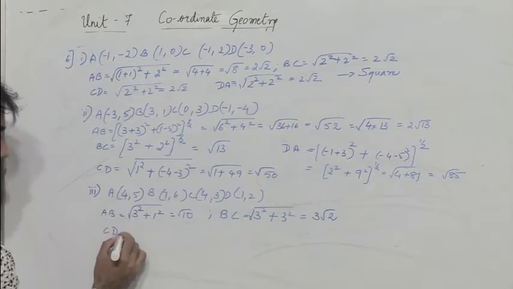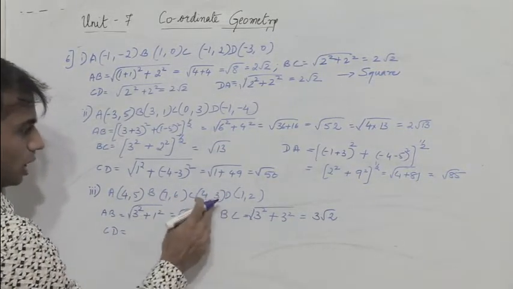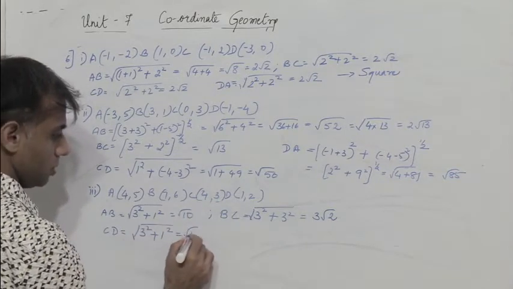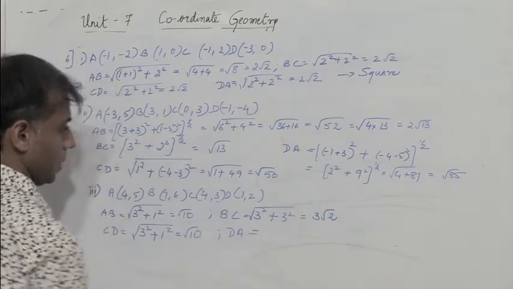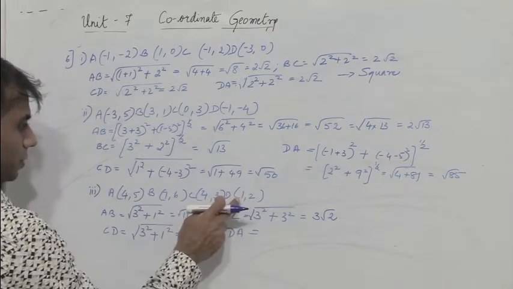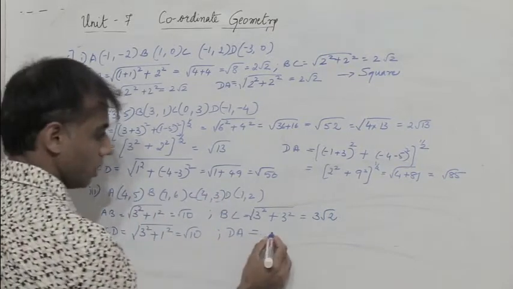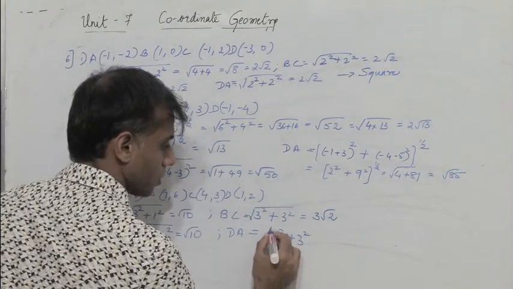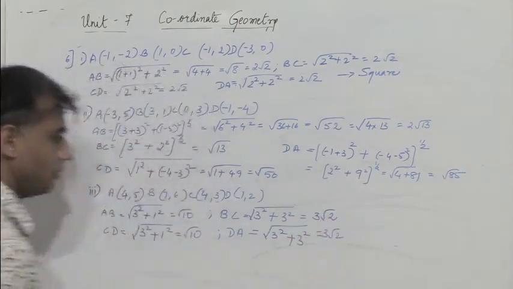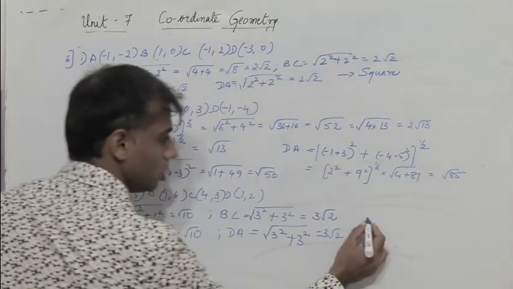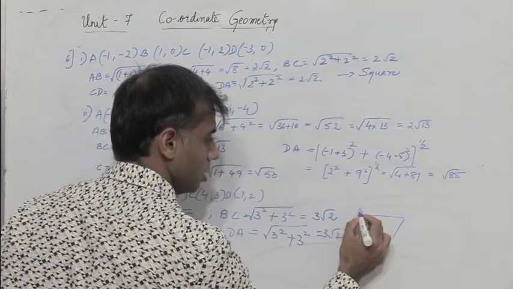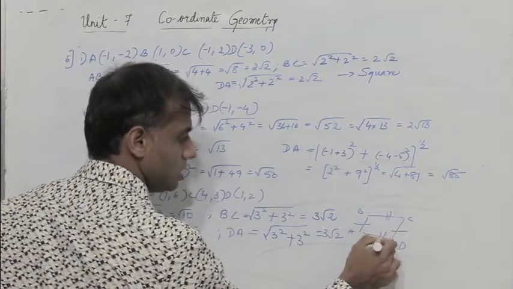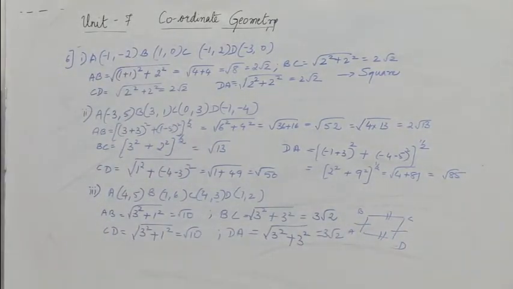Next, CD. CD, so 1 minus 4 is 3 squared, plus 2 minus 3 is 1 squared, so we get root 10. Next, DA. So we have 1 minus 4, which is minus 3 or 3 squared, plus 2 minus 5, which is again 3 squared, which is 3 root 2. So I find that, let me draw the four sides. So we have A, B, C, D. So AB is equal to CD and BC is equal to DA. So it forms a parallelogram.